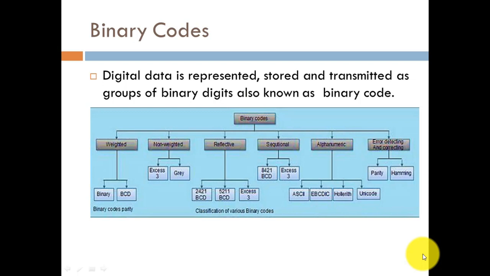The examples of reflective codes are 2421 BCD, 5211 BCD and excess 3 codes, whereas the examples of sequential codes are 8421 BCD and excess 3 codes. The examples of alphanumeric codes are ASCII codes, EBCDIC code, Hollerith codes and Unicode, and the examples of error detecting and correcting codes are parity checking codes and Hamming coding. Let us quickly look at the different specifications of different types of binary codes.